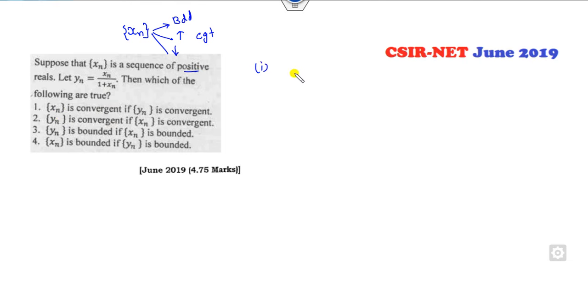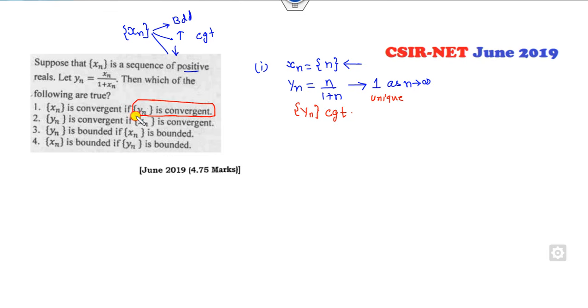Okay, I can start with the first option. I can choose any sequence which is not convergent, like xn equal to n, which is clearly not convergent. What is yn? It is n over 1 plus n. As n approaches infinity, it goes to 1. So clearly this limit is unique. What is the meaning of that? The sequence yn is convergent. So if yn is convergent, then xn should be convergent, but clearly this is divergent. So the first option is cancelled.